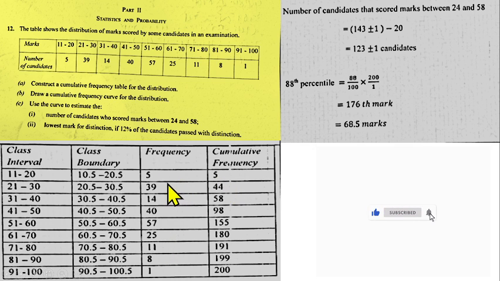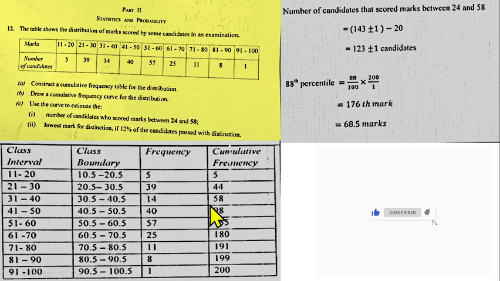So you have 5 here. Then 39 plus 5 will give us 44. 44 plus 14 will give us 58. 58 plus 40 will give us 98. 98 plus 57 will give us 155. 155 plus 25 gives us 180. 180 plus 11 gives us 191. 191 plus 8 gives us 199. 199 plus 1 gives us 200. So that is the cumulative frequency, and the last value here should be equal to the total frequency. So we have been able to construct the cumulative frequency table.